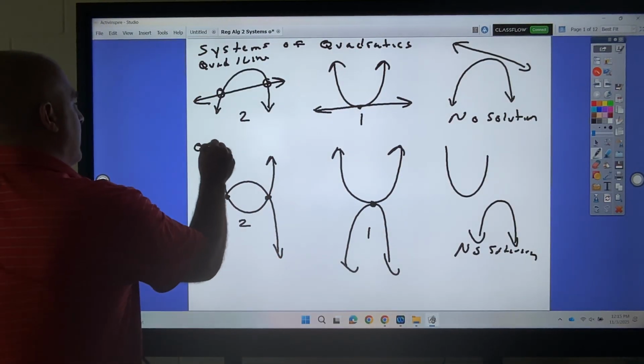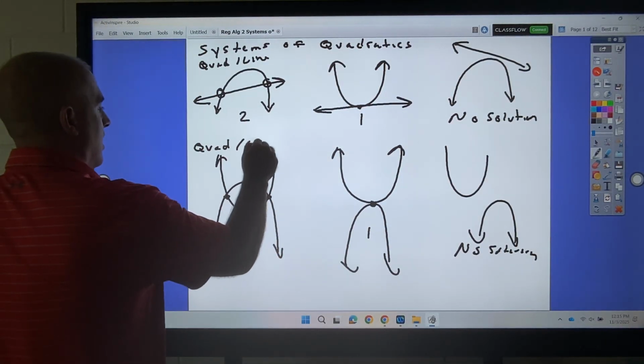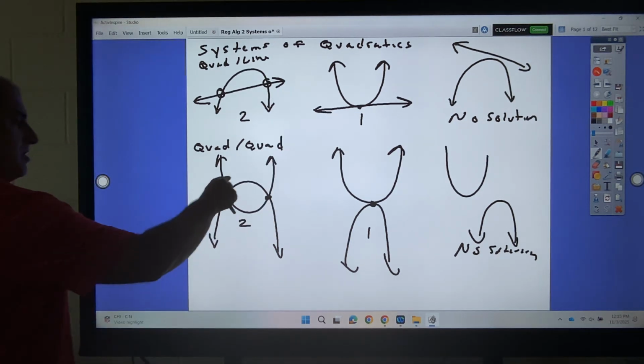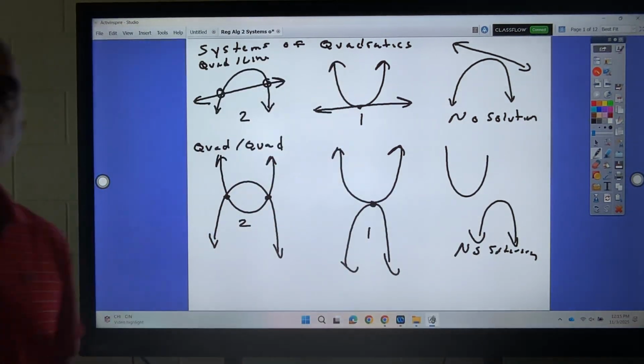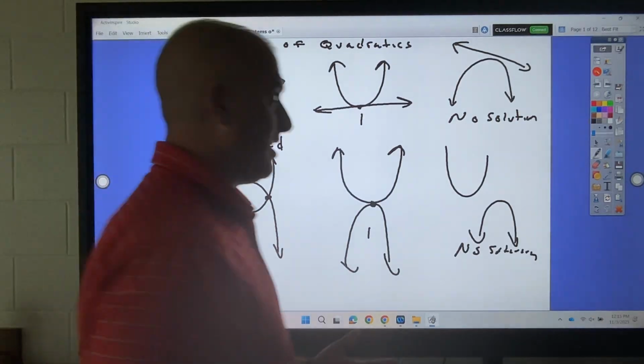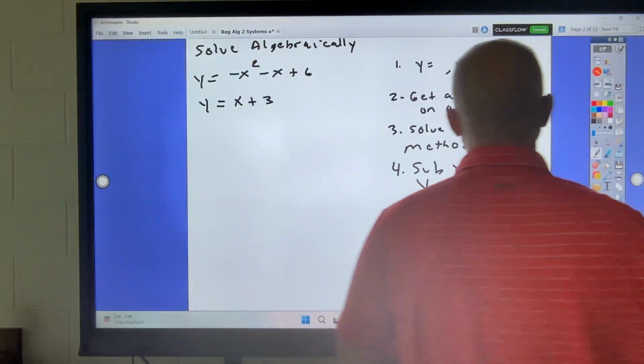This is quadratic and quadratic. You could have a situation where it crosses twice, touches once, or doesn't touch anything at all. So what we're finding is the intersection points. The first thing we're going to do is do this algebraically.